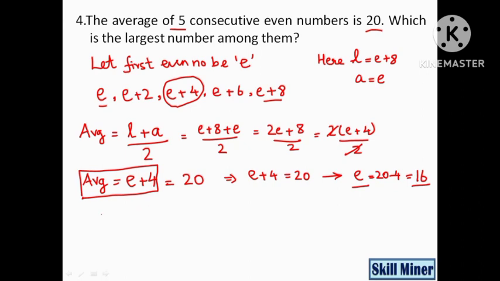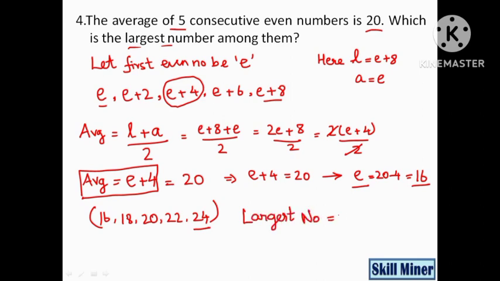So the series will be 16, 18, 20, 22, 24. In the question they are asking to find the largest number among them. The largest number among the series is 24. So the largest number is 24. 24 is the answer. Okay.